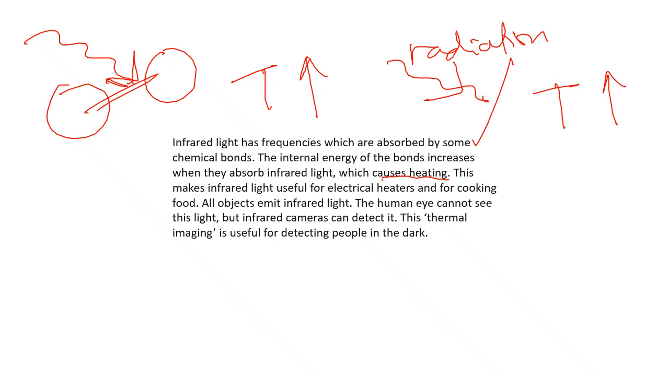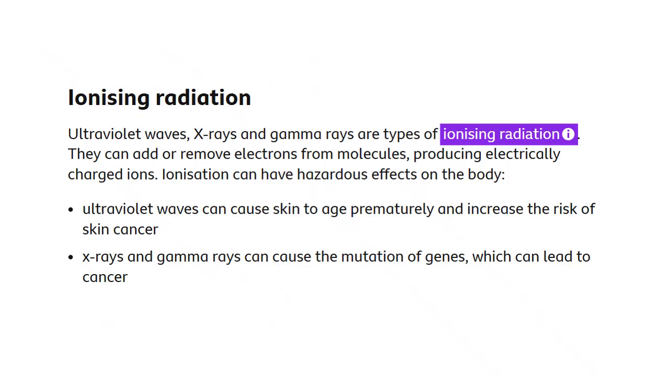All objects emit infrared light, right? If you have an object, it will emit light. The human eye can't see this light, but infrared cameras can. This thermal imaging is useful for detecting people in the dark.